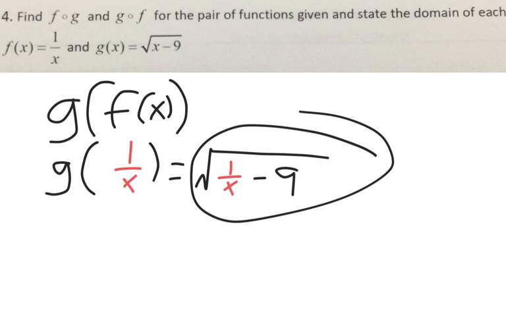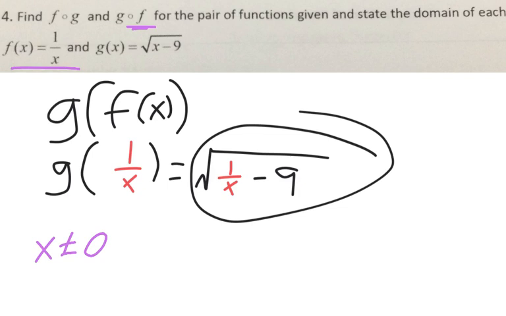Now, find the domain. So what was the process we had to go through to find the domain? Start with the inside function, which this time is f. What are the domain restrictions that f gives me? I can't divide by 0. So that means the denominator cannot be 0. So now the domain is everything but 0. Everybody's good with that?